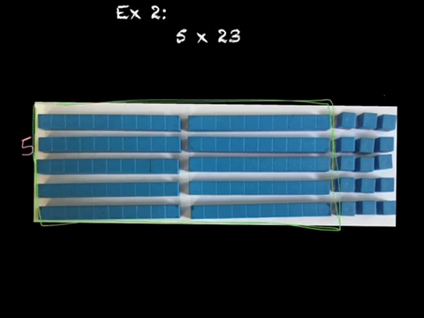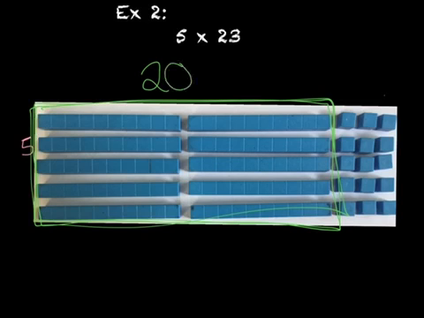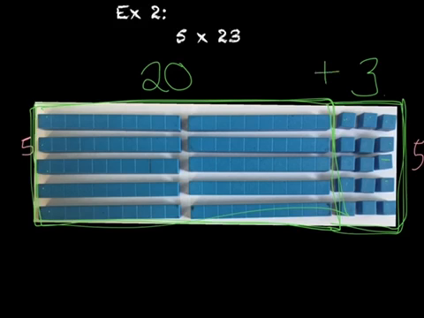I don't have 10, I have 1 to 10 here, and then 11 to 20 here. So we're going to label this as 20. And this is still 5 because I have 1, 2, 3, 4, 5 rows. Then I'm going to find the other little rectangle that's left. Again, I still have 5 rows, and I have 1, 2, 3 columns. So again, this is the expanded form of 23. Now I can multiply my two rectangles and add them to get the whole product.